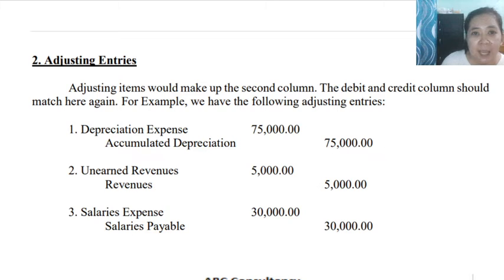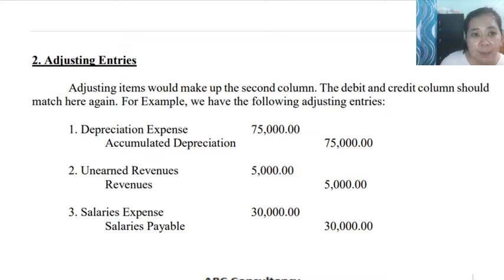The second adjusting entry is for our earned revenues. In this case, at the end of the period, the entity has already earned this revenue. So we will transfer this amount of 5,000 from the liability account to the revenues account, because this can now be recognized by the entity as their revenues, because they already earned it through the rendering of their services.